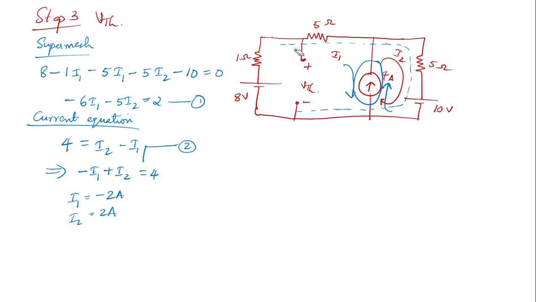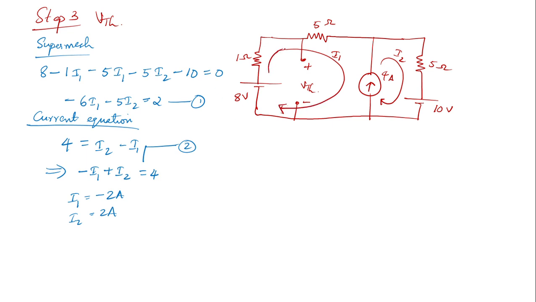Okay, right, I'll just remove some. Why I'm going to remove all of this is we had drawn all of this to mark the super mesh. Now we need to find out the value of VTH. So for that I'm just removing these parts. Okay, and I'll just come back to the other color. I'll just mark I1 over here.